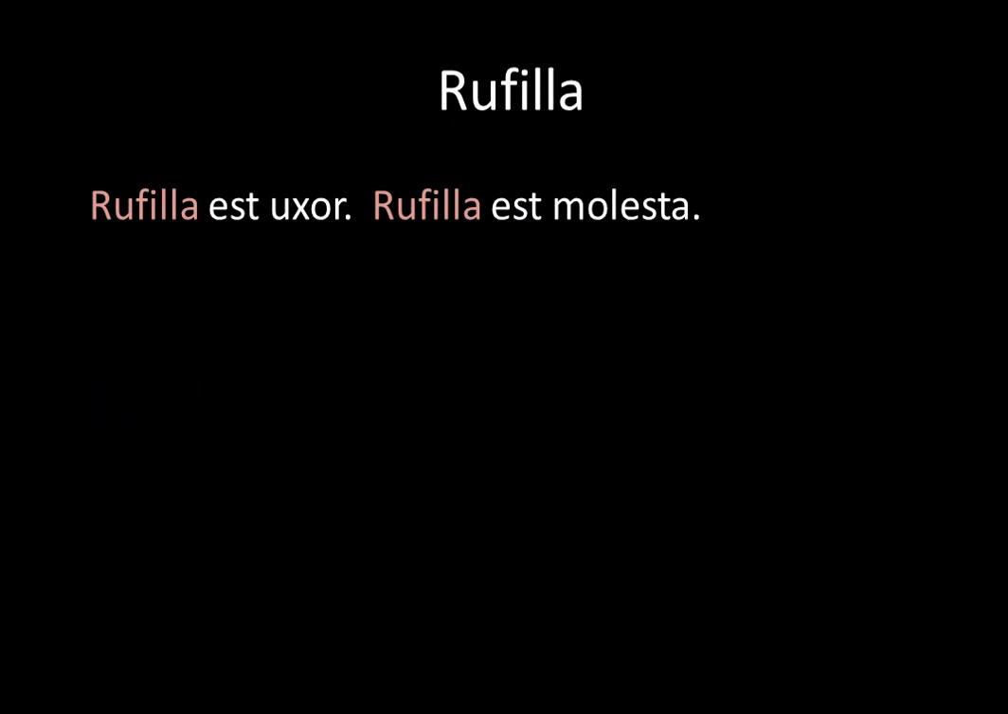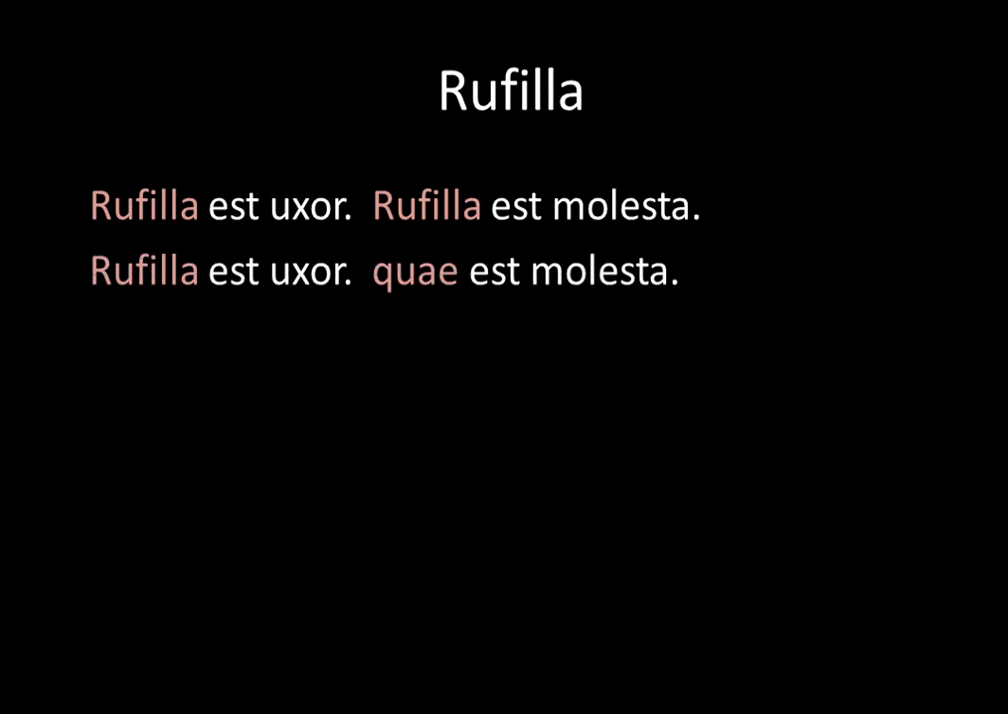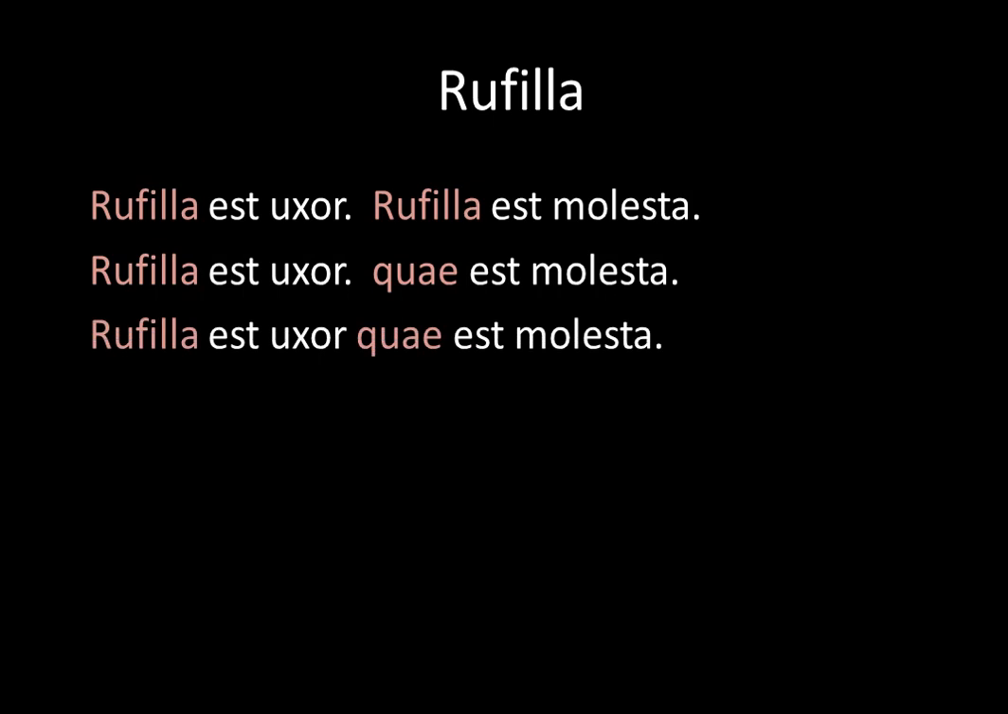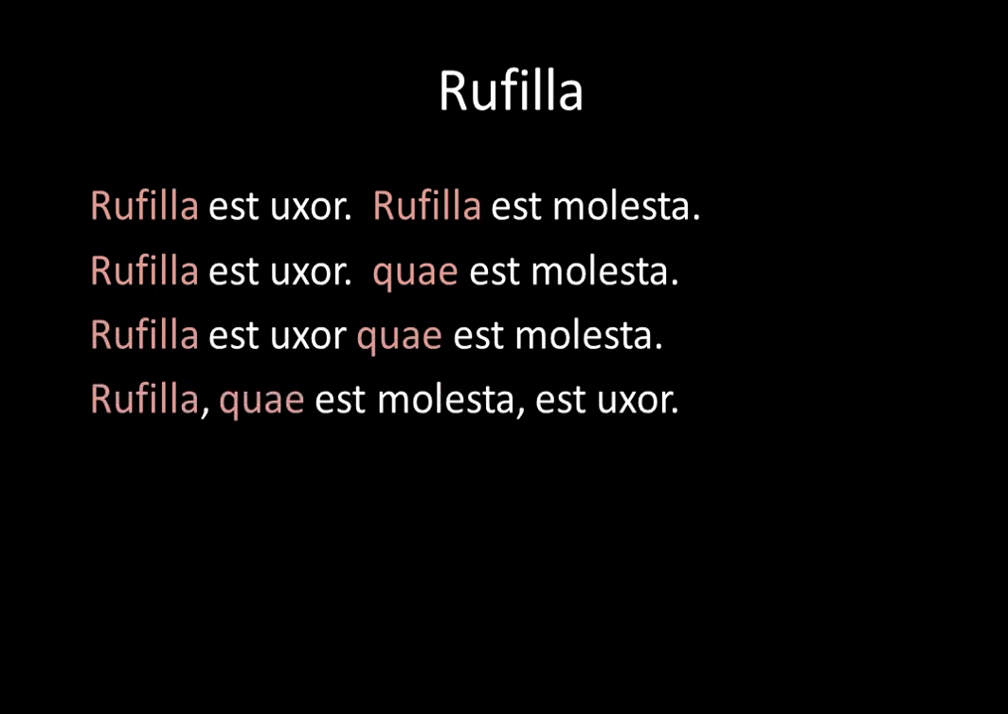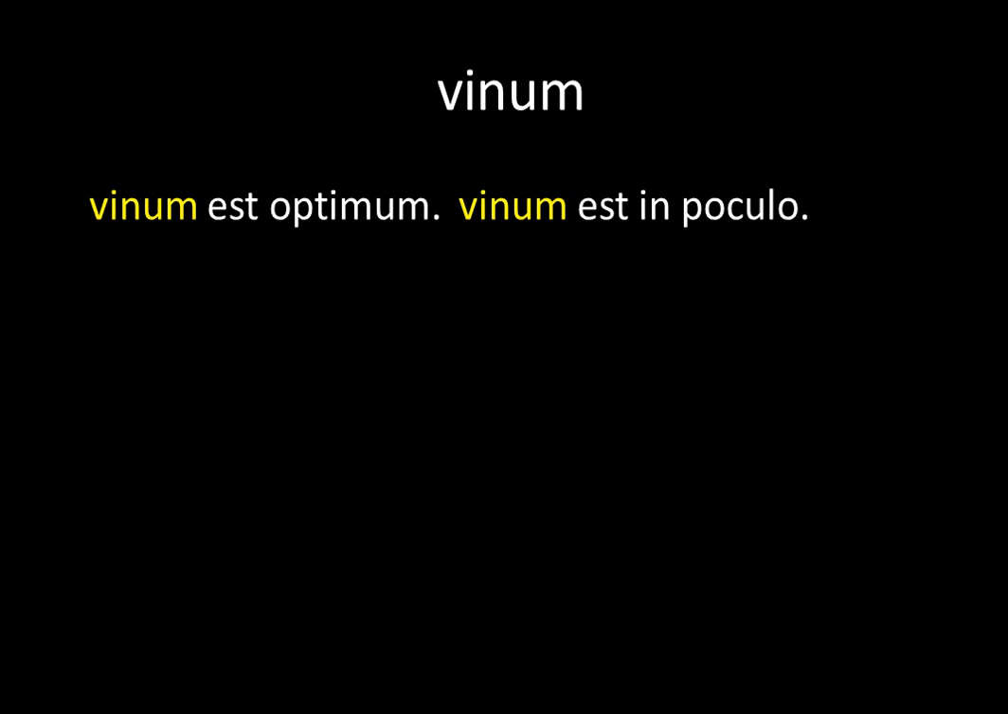Rufilla is a wife. Rufilla is annoying. So we're just going to take Rufilla and replace her with a nominative, singular, feminine form of the relative pronoun. Make it one sentence, move it next to her, and now we have Rufilla, who is annoying, is a wife. Do it a second time, or third time. The wine is very good. The wine is in the cup.